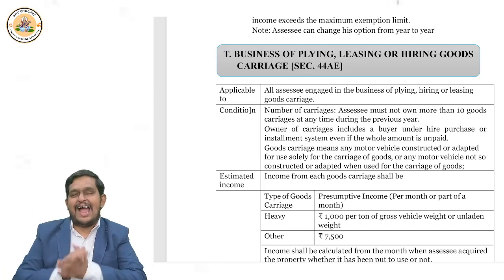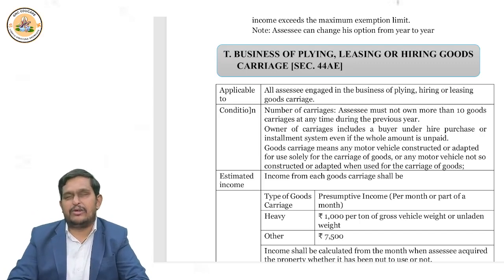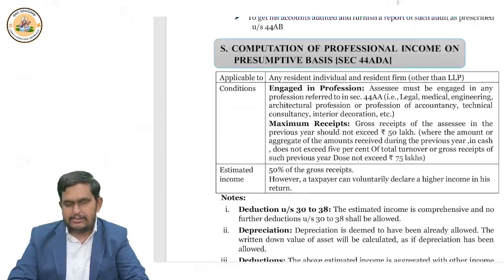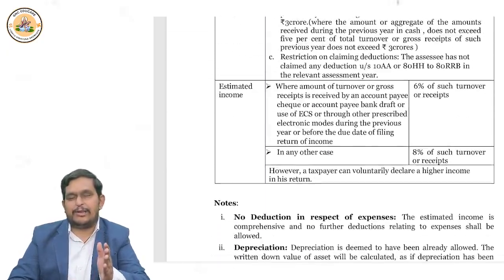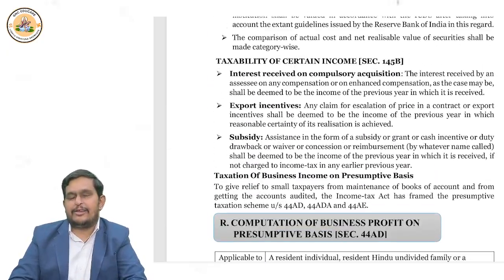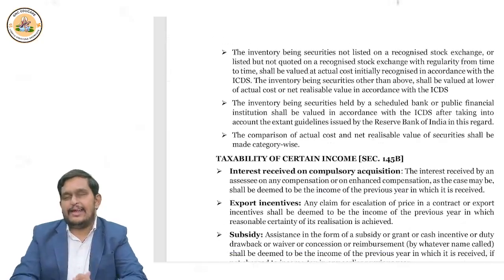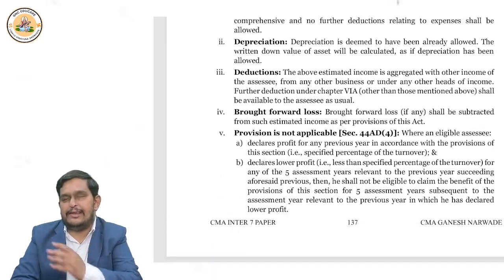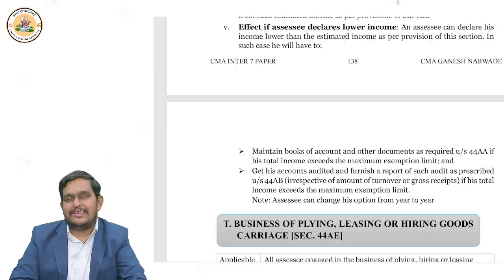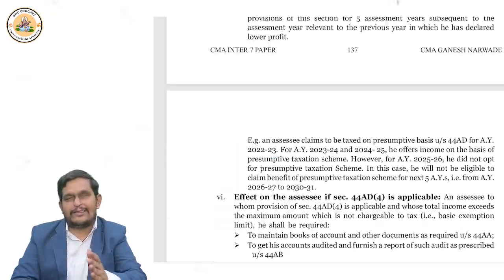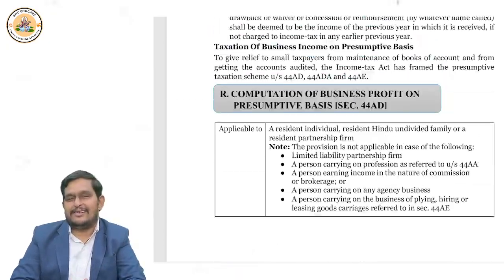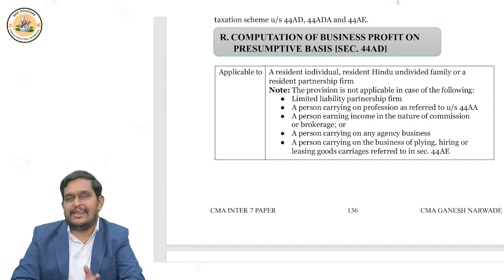Welcome everybody, and in this lecture we'll discuss some sections. They are section 44AD, section 44ADA and section 44AE. Now, compared to whatever sections we discussed till now, these sections are completely different. Why is it different? Let me tell you.